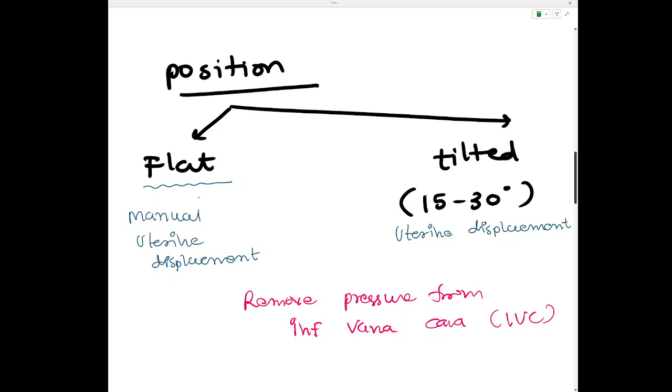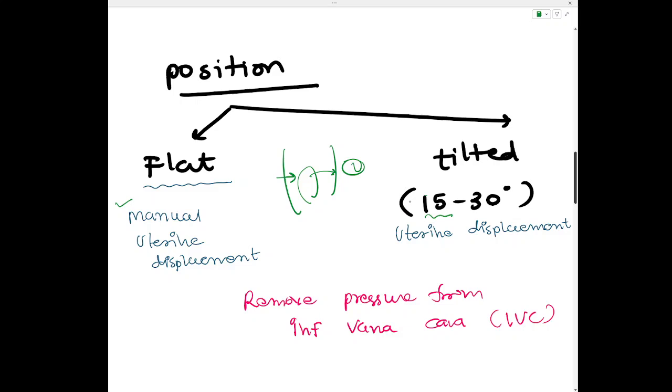Now, when you do CPR in the flat position, this is going to happen. So you try to do manual uterine displacement. That means you displace the uterus to the left side of the woman so that it relieves the pressure on the inferior vena cava. You have to do this displacement while doing CPR in a flat position, because without displacement the CPR won't be that effective in the end. The tilted position is always a 15 to 30 degree angle.